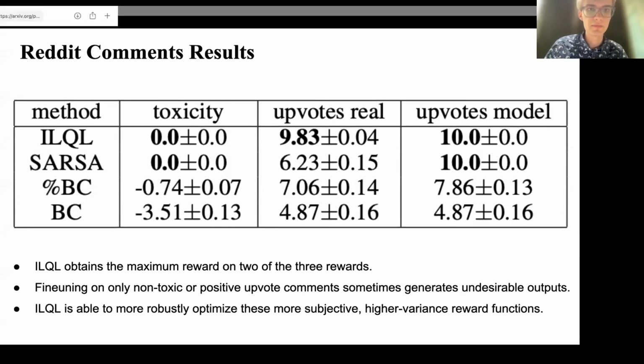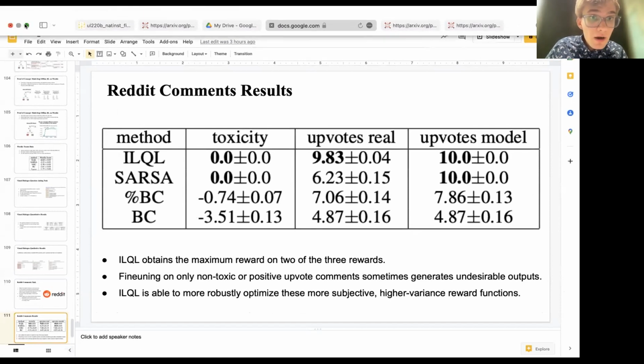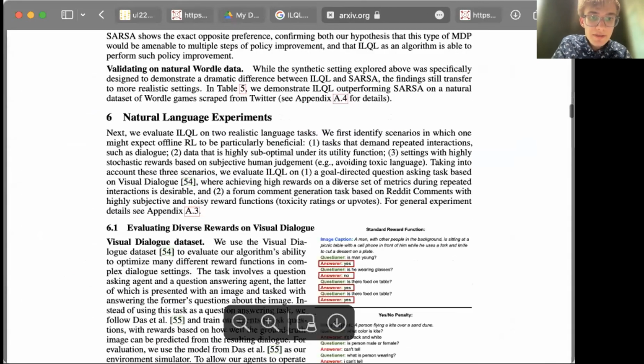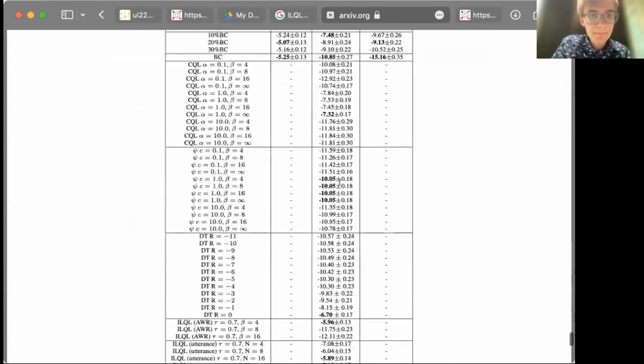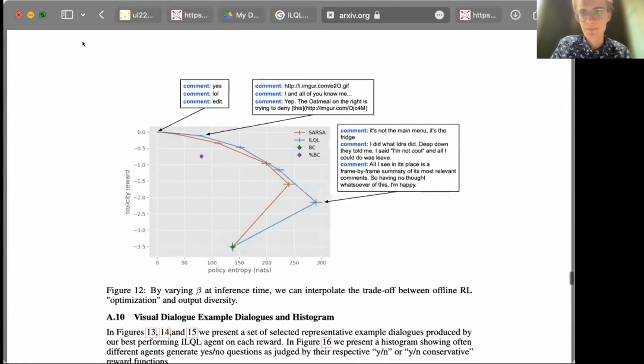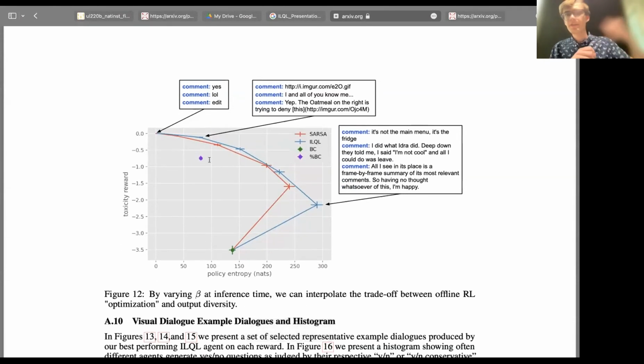Actually, I could just pull up this plot from the paper. Hopefully I had the paper pulled up. It's in the appendix. So what happens, you're right, is that we have that beta term that we discussed in ILQL. If you turn the beta term too high, it will literally just learn to find the safest possible comment and just generate that every time. In the toxicity case, it's just like "thank you" or something.